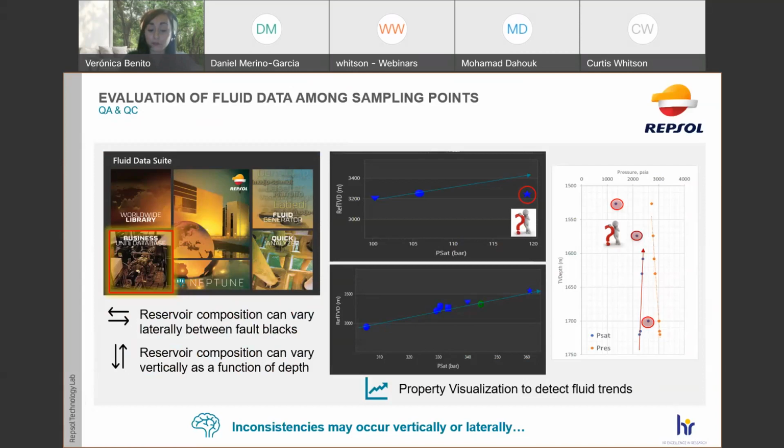So we have included here two examples, or three, in fact, of samples of saturation pressure versus depth. If all the samples are coming from the same reservoir, a linear trend versus depth should be obtained. So, as you can see in two of the plots, there are samples not following the trend. So we need to be careful with that and analyze why they are not following the trend, if there is some inconsistency or there is no connectivity between those reservoirs.